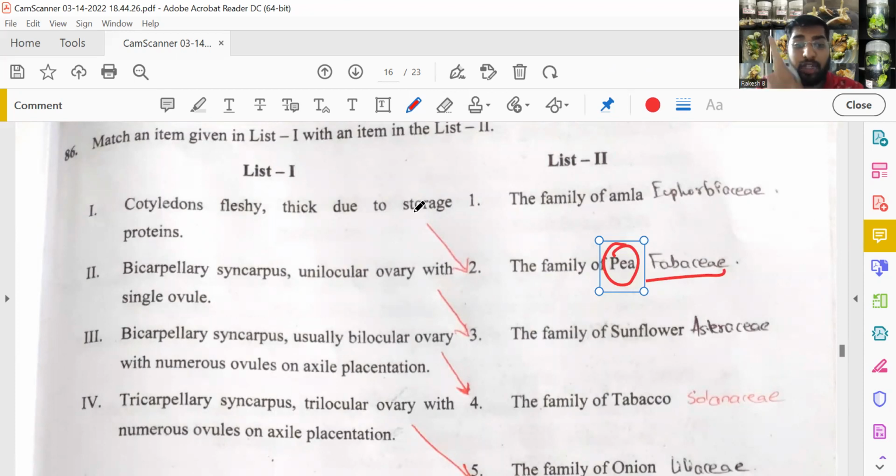Bicarpellary, syncarpous, unilocular ovary with a single ovule. That is the family of sunflower. Sunflower is Asteraceae. So that is the right answer.